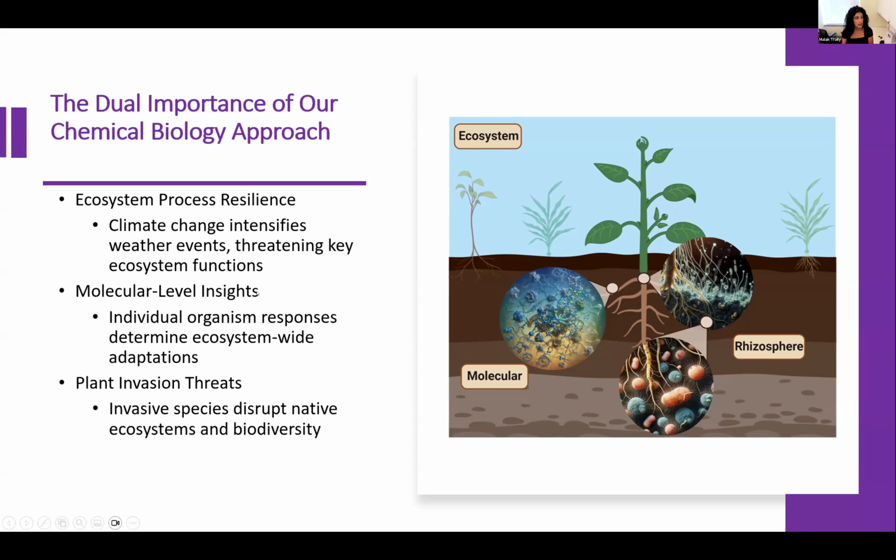Now, plant invasion is a common phenomenon that affects ecosystem biodiversity and is likely to intensify with future environmental changes. So we hope that by understanding the molecular basis of invasion via chemical biology, we could then develop better strategies to protect ecosystems.